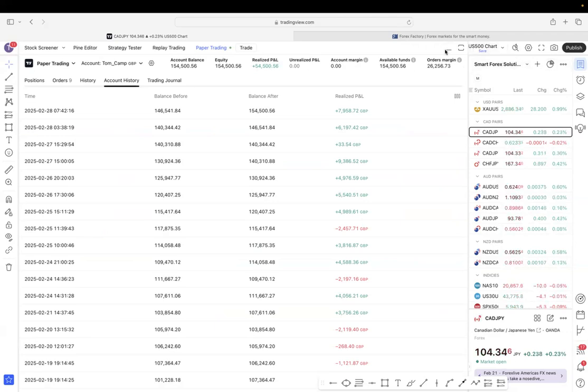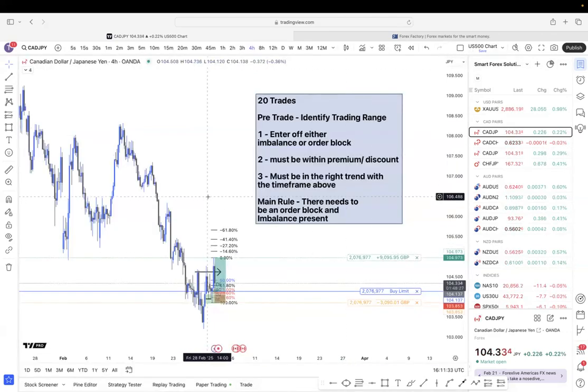There is other models we will look at on the smaller time frames in future modules, but just understand the purpose of this homework for now is to get you profitable. So the first 20 trades we did off order blocks. Now we're bringing in an extra couple of confluences. We're bringing in imbalances. We're bringing in trading ranges. We're bringing in the trend.